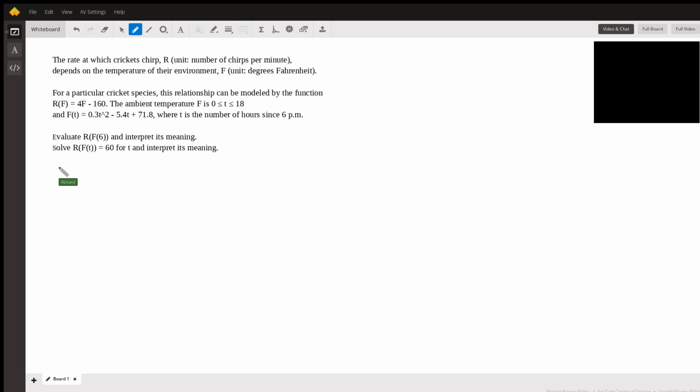This is a classic Algebra 2 style question involving composite functions. We have R, which is the rate at which crickets are chirping. It's a function of temperature, but temperature in turn is a function of time.